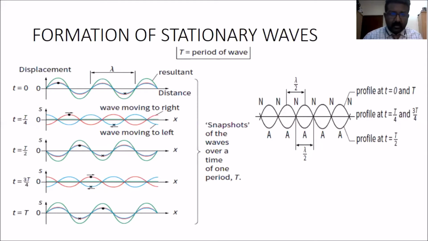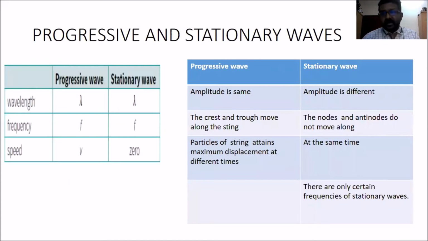Next, we have the differences between progressive waves and stationary waves. Some of the points are noted here, and it is worth noting that a stationary wave does not travel and therefore has no speed. It does not transfer energy between two points like the progressive wave. This figure shows some of the key features of a progressive wave and a stationary wave, and you will be able to see the differences between them.